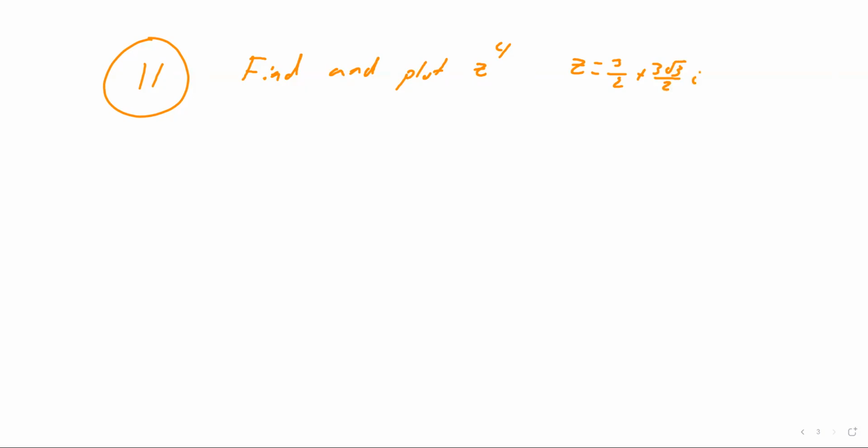And then it says Z to the 4th. Do you recall that Z to the 4th is the same thing as Z squared times Z squared? So it's a little bit easier to determine what Z squared is and then take those results and multiply it again. So it's a little bit of work, but Z squared will just be 3/2 plus 3 square roots of 3 over 2i times itself.